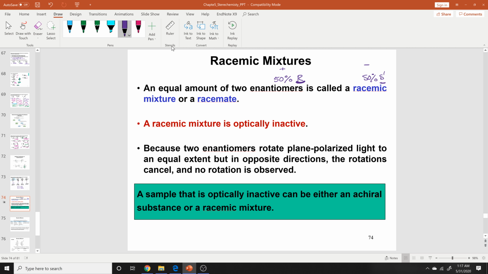So a racemic mixture basically is a mixture that has 50% R, 50% S. This means that one enantiomer will rotate the plane of polarized light to the right. I don't know which one, it's either the R or the S. But definitely, if one of them rotates the plane of polarized light to the right, the other one has to rotate it to the left. Because the two enantiomers rotate the plane of polarized light to an equal extent but in opposite directions, the rotations cancel out, and there will be no rotation of the plane of polarized light. This means that the molecule will be optically inactive in this case.